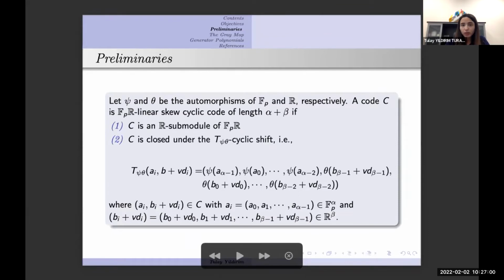Also, let me introduce the cyclic shift. What is the meaning of cyclic shift for our new ring? We define p and theta as automorphisms of Fp and R respectively. Then we say that a code C over FpR is skew cyclic of length alpha plus beta if C is an R-submodule of FpR and C is closed under this cyclic shift, and we introduce this cyclic shift in this form.